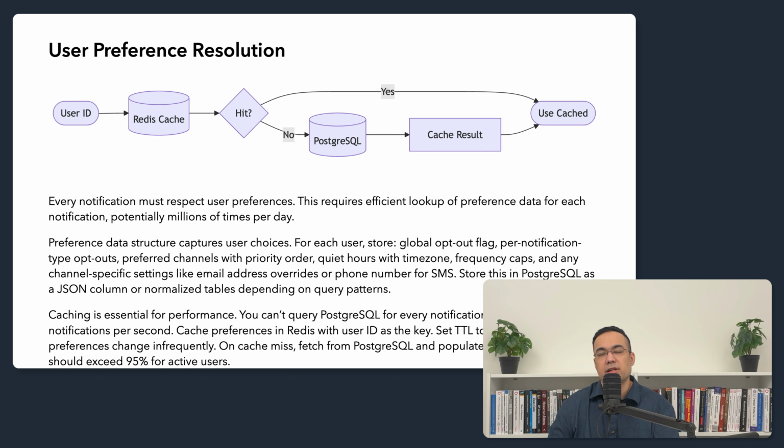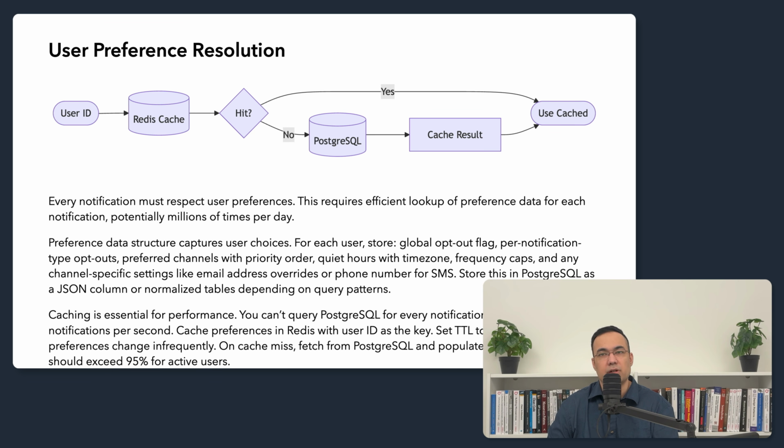Default preferences handle the new users. Users who have not configured preferences need sensible defaults. Maybe default to push and email enabled, SMS disabled, and no quiet hours. Store the defaults in the configuration rather than creating database rows for every user.